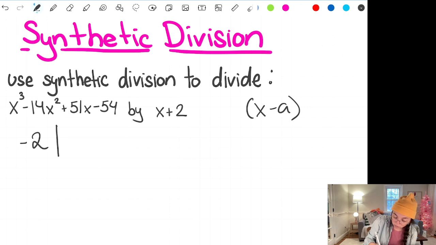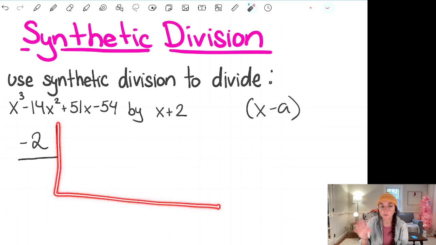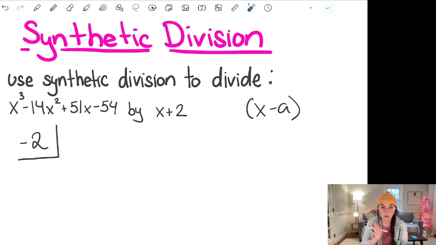Okay, we're going to set up a little half square like so. This might be the way your teacher does it. If not, they might do it a way like this. There are different ways of writing this out. It just depends on your teacher, the books you're using, all of that stuff. Now the next step is to look at our polynomial. We want to look at the coefficient of each term. A coefficient is the number in front of the variable.